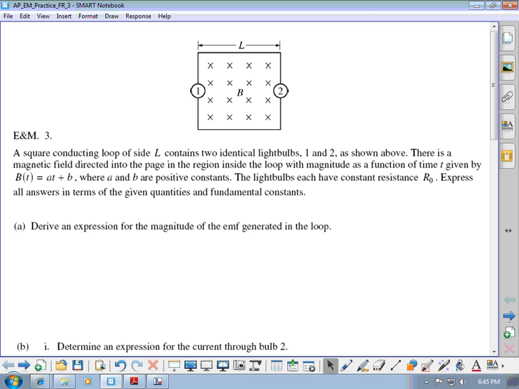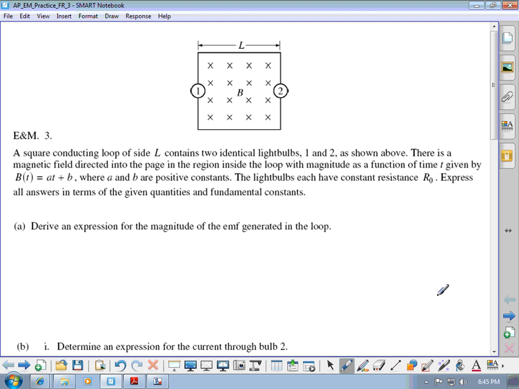So this one you're not going to do anything numerically. You're going to solve everything algebraically. Again, this actually in some ways makes it easier because there's not a bunch of things that you have to keep plugging into your calculator, but you have to work with the algebra. So first, derive an expression for the magnitude of the EMF generated in the loop.